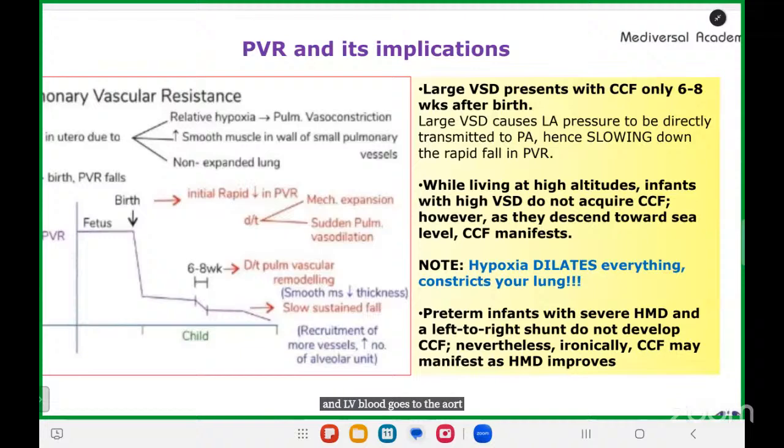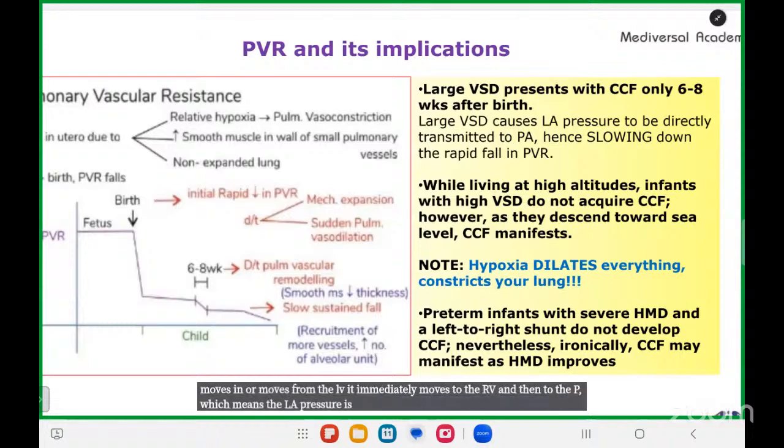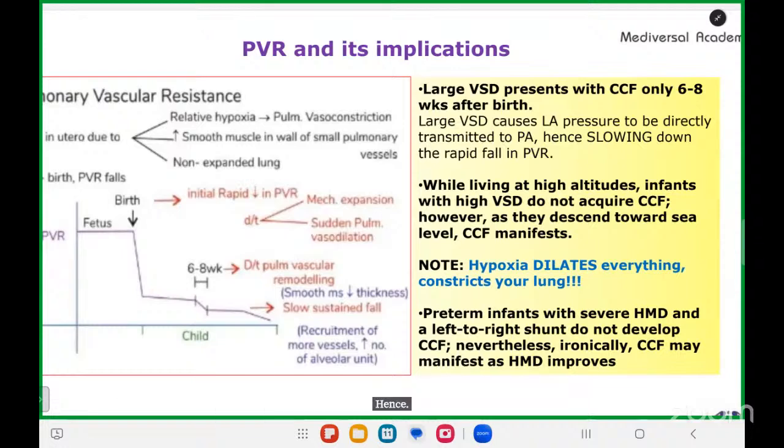That's the usual rule. But whenever there's a large VSD, the LA blood, when it drains into LV, immediately moves from the LV to the RV and then to the PA, which means the LA pressure is directly transmitted into the pulmonary artery. Hence, this entire process of the rapid fall of PVR is slowed down.